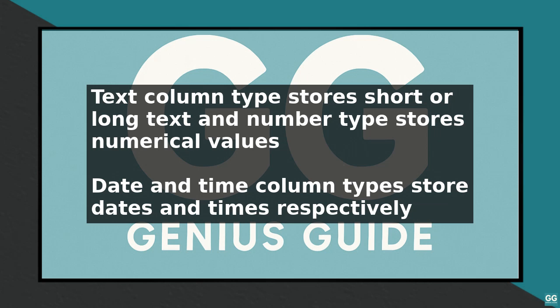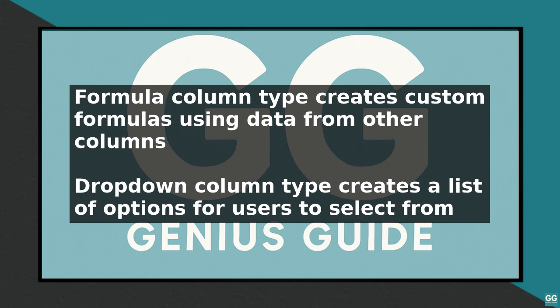Another powerful column type is the drop-down column. This column type allows you to create a list of options that users can select from. For example, you can create a drop-down column that lists the different stages of a project, such as planning, execution, and completion.